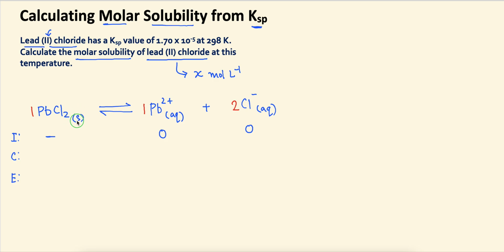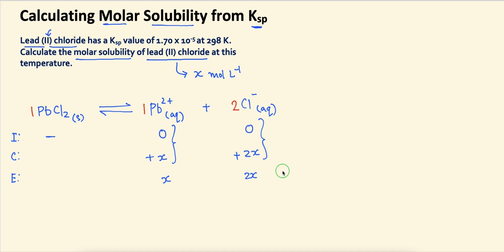Okay, and as we discussed earlier, if x moles of PbCl2 dissolve in water to reach the point of saturation, the x moles of Pb2 positive will be formed and 2x moles of Cl negative will be formed. So we're going to write a positive sign here because they are being formed, right? And if something dissociates, we write negative here, as we used to write negative x on the reactant side, right? After that, we write the equilibrium concentrations by simply adding these concentrations, which is 0 plus x is simply x, and 0 plus 2x is 2x, right?